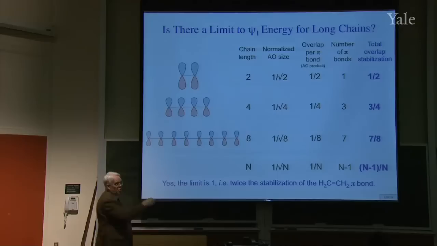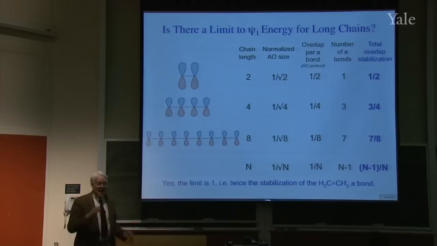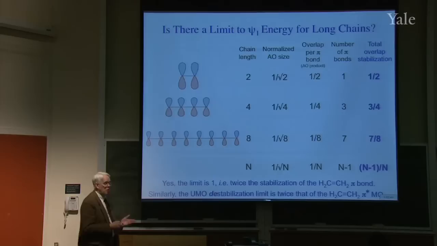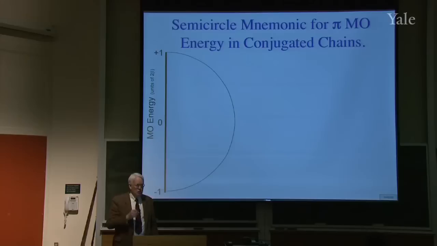And incidentally, we also get bad combinations, the antibond, right? But it's exactly the opposite of this. So the worst antibonding combination, right, is the destabilization is twice that of pi star, right? So these approach a limit. And that suggests, although it doesn't prove, this construction that allows you to view what the energies of the orbitals will be in this simple approximation for any length of chain.